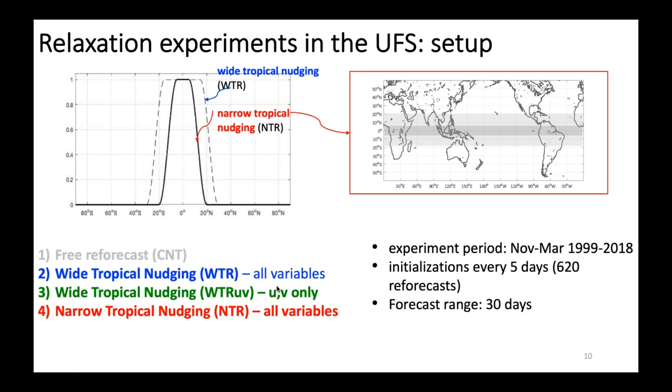Our reforecast period is about 20 years, from 1999 to 2018, with initializations every 5 days from November through March. And our forecasts run out to 30 days.